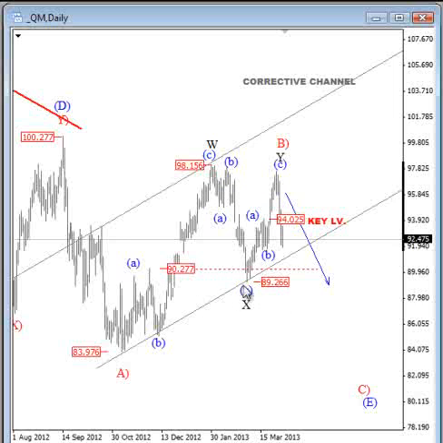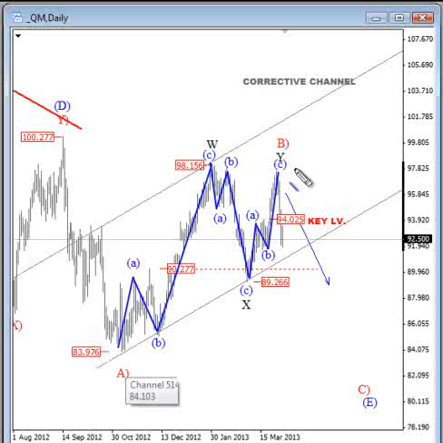Okay, so I think that this whole recovery is just complex corrective wave B, which can be counted as a double zigzag. Now this was a first zigzag with an extended structure in wave C. This was another pullback labeled as a wave X, again with an extended wave C. Now this was wave A of a second zigzag, wave B pullback, and again extended wave C. Okay, so you cannot count impulsive structures here, which means that this whole recovery from here is probably corrective.